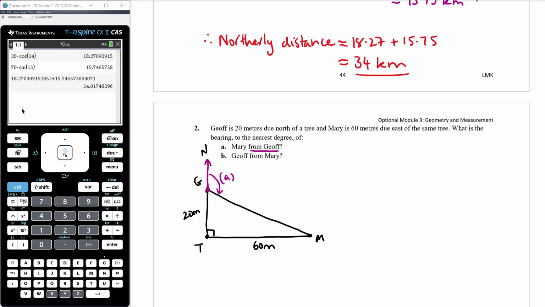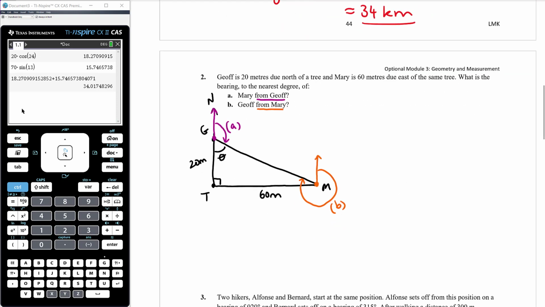Whereas in part B, we want the bearing of Jeff from Mary. The from is the important bit. From Mary. So if I am Mary, I'm standing here at Mary, I'm facing north at Mary, I'm turning clockwise from north until I get around to the direction of Jeff. That angle is the answer that I want for part B. Okay, we've got a right angled triangle though. We can find the angles in right angled triangles. So if we find this angle up here, we can take it away from 180 to find our answer to part A. So let's calculate that.